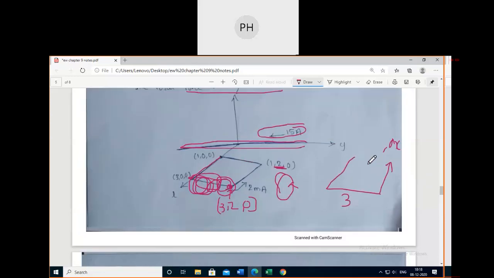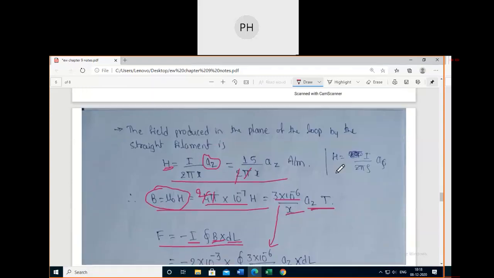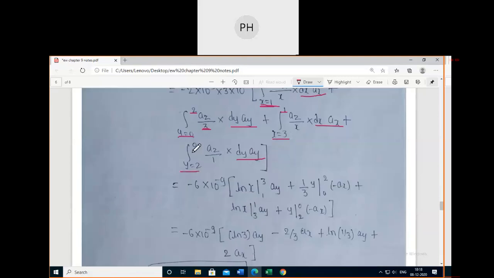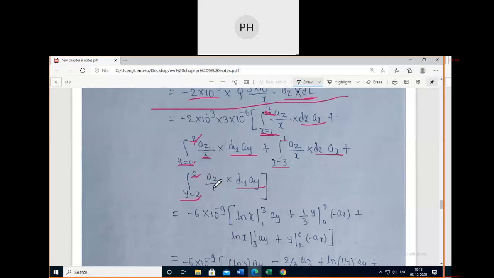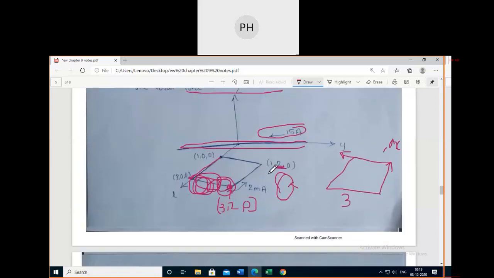Fourth component is this one, along the minus ay direction. With respect to the ay direction, you can observe y is 2 to 0. Here y is 0 to 2, at this place it will become 2 to 0. Same thing, Az divided by 1. Now x is becoming 1; you can observe here x is 1. Along this straight line, x is constant.